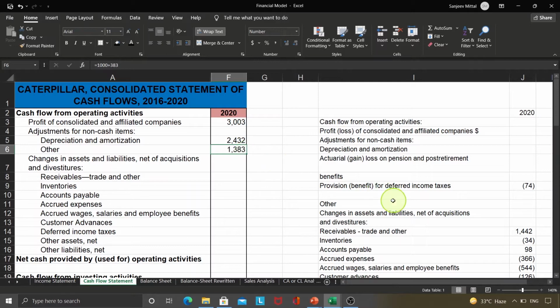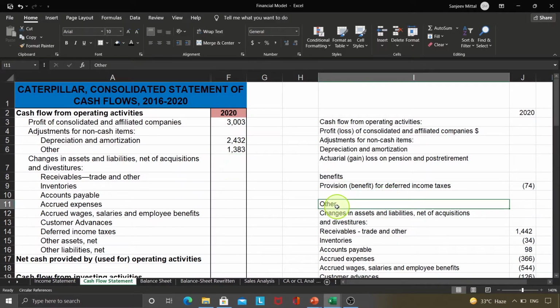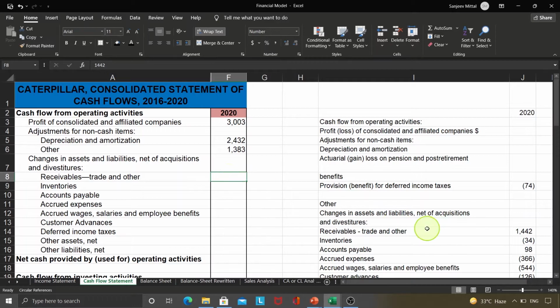And after that, there are other things which need to be shown, which reflect the changes in current assets and current liabilities. So there is an item named receivables of 1442, and inside this receivables I have used 1442, so you can use that directly. And after that, there is an inventory of minus 34, and inside the inventories you can simply see it's minus 34. And after that, there is accounts payable of 98, and inside the accounts payable, I am just showing this number of 98.